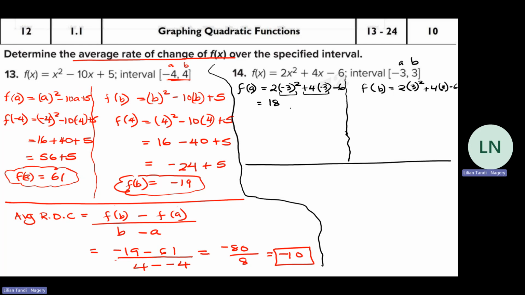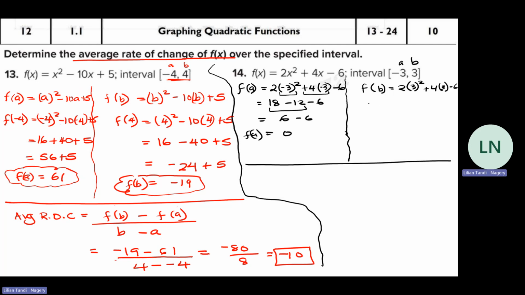This gives you negative 12 minus 6. And then when you solve, this should give you 6 minus 6, and that gives you 0. So f of A is 0.